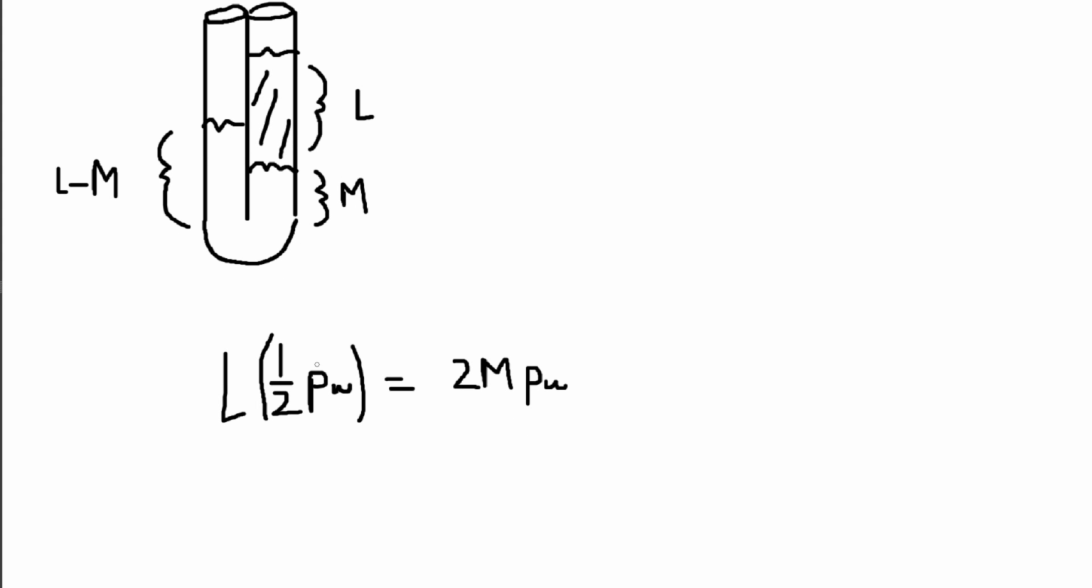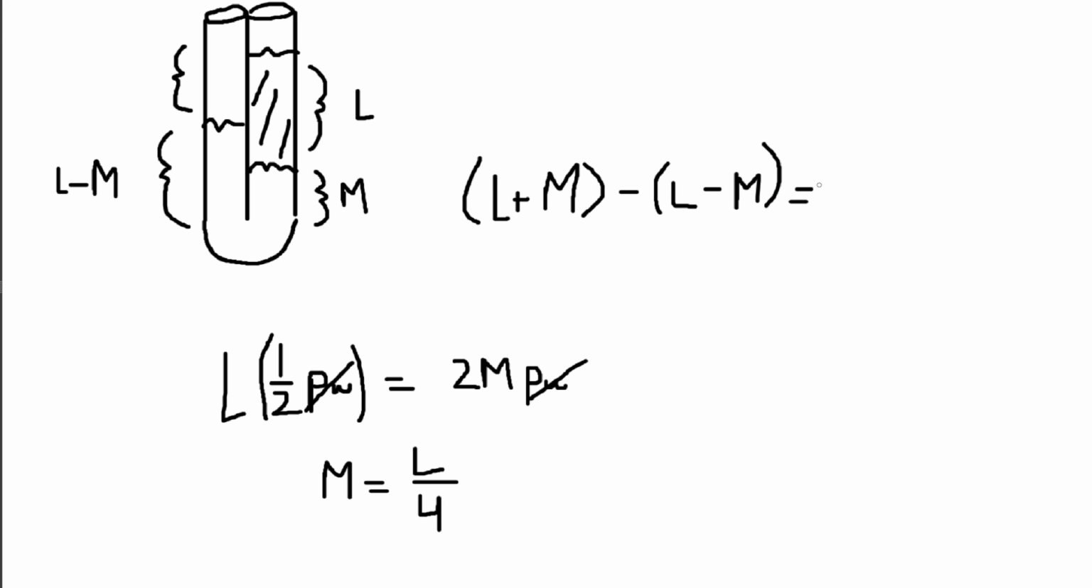Okay, so I made an error in my calculations the first time through, so I'm just going to continue from this point onwards. We cancel out the densities and divide by 2 on this side. So m equals L over 4. Now if we want to find this height, which is the difference between them, we take this minus that: L plus m minus L minus m, which is equal to 2m. Plugging in L, we get L over 2, which gives us answer choice B.